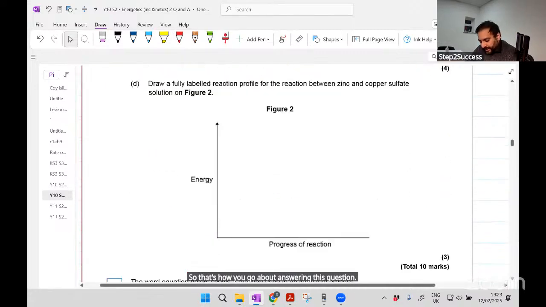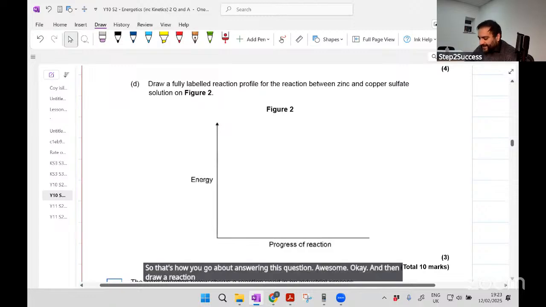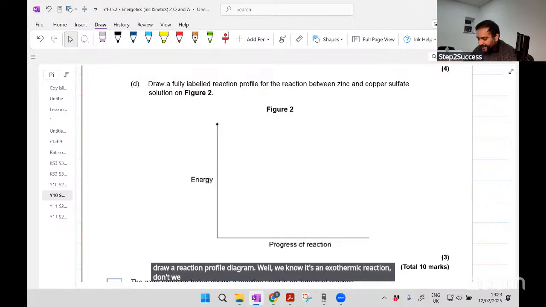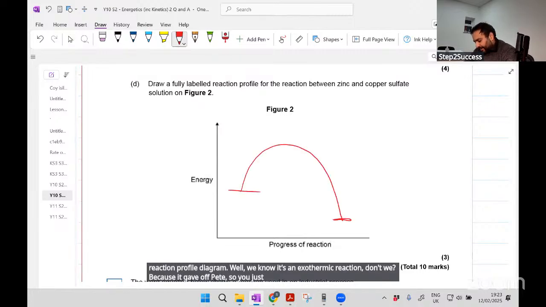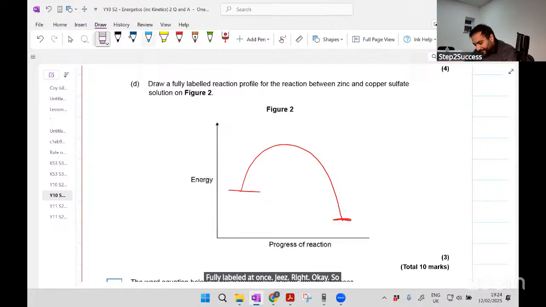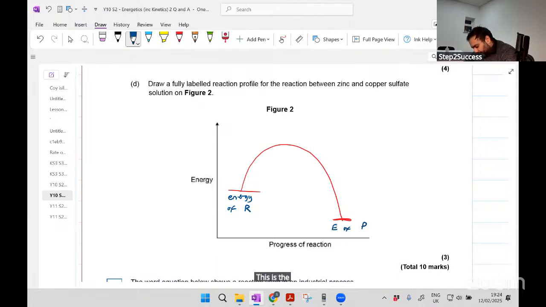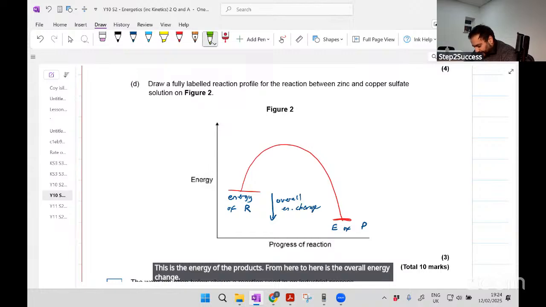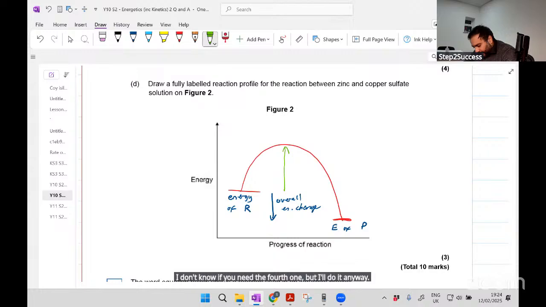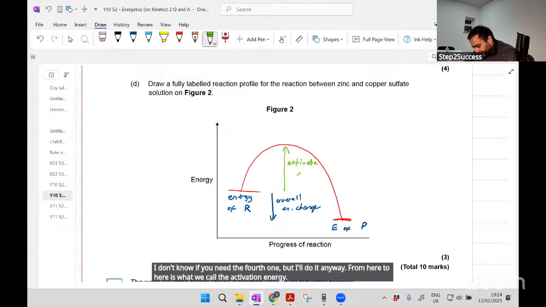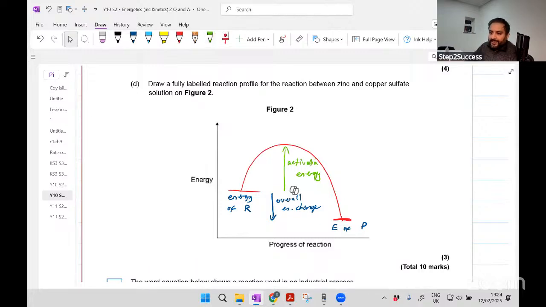Okay, and then draw a reaction profile diagram. Well, we know it's an exothermic reaction, don't we? Because it gave off heat, so you just need to do an exothermic graph where the products go below the reactants. Fully labeled means that you need to say that this is the energy of the reactants. Make sure you write that out. This is the energy of the products. From here to here is the overall energy change. And I don't know if you need the fourth one, but I'll do it anyway. From here to here is what we call the activation energy. Hopefully that is sufficient.